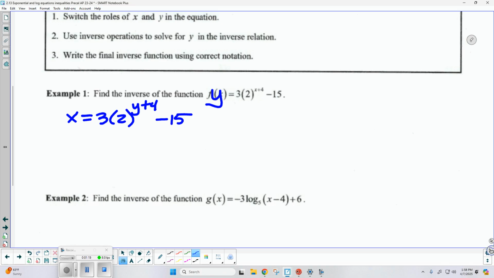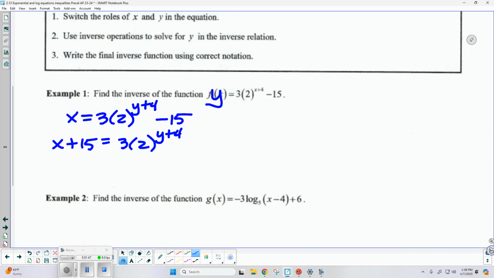Now remember, my goal here is to go ahead and isolate the y. So what do you think I'm going to do first? Okay, we're going to add the 15. What I want to work towards right now is getting the 2 to the y plus 4 completely isolated. So if I add the 15, x plus 15 is equal to 3 times 2 to the y plus 4.